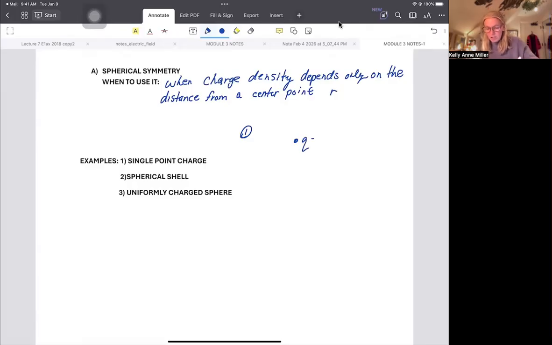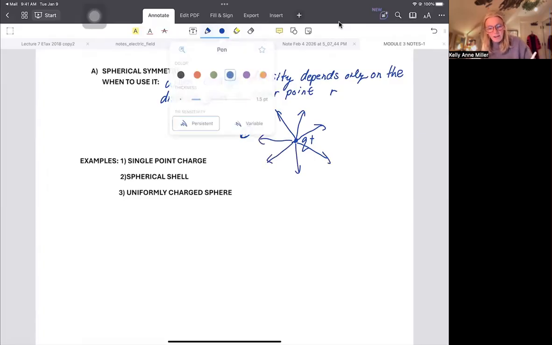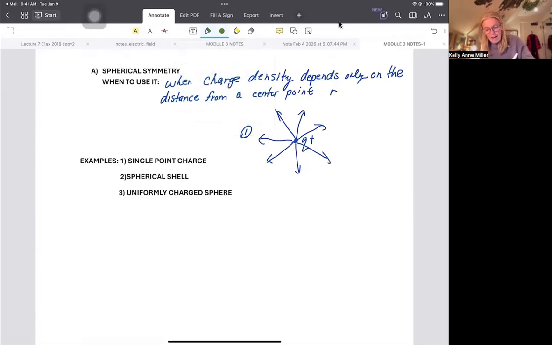So you've got a charge. Let's just say it's a positive charge, but it doesn't have to be. And you know that the field lines go out like this. That's the electric field lines. And let's just say I want to know what the E field is right here at point P. Okay, at this point here.